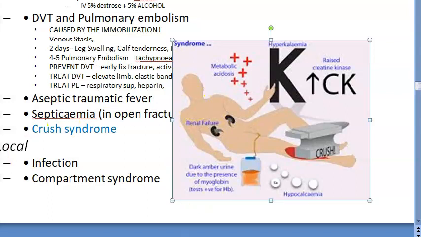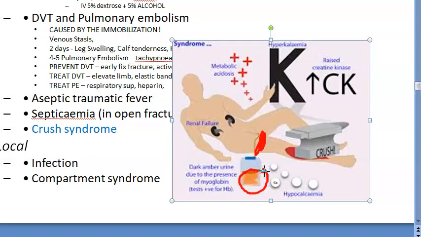So if there is a crush, what they will do is apply a tourniquet here. Okay, tourniquet. They will release it gradually, so that whatever substances are getting released into the blood, all this myoglobin, hemoglobin, myohemoglobin, will come in small quantities. So they'll apply a tourniquet and slowly release it, so that these substances are released into the circulation in small quantities.